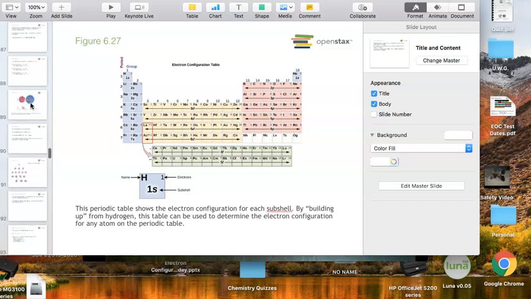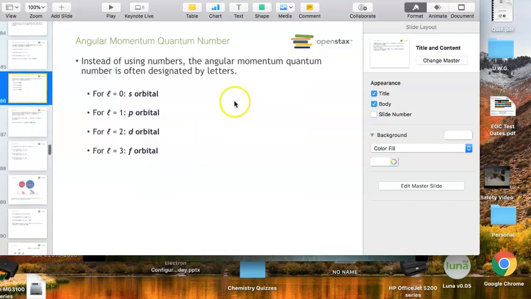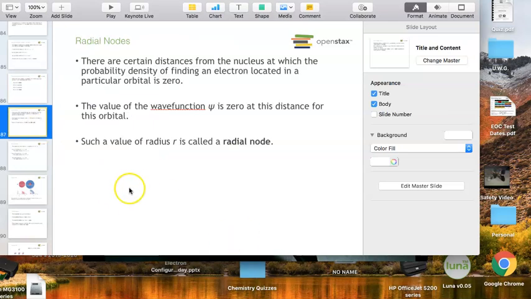Okay, so let's go back here to where we're talking about these things. Hopefully now you have a better understanding of angular momentum quantum numbers, what L really represents. Now, they're orbitals and they have certain shapes. So when I show you the shapes, hopefully this will make it even easier to understand.